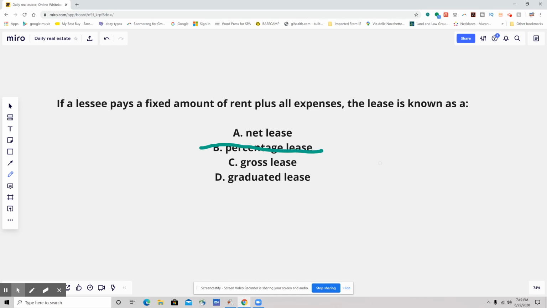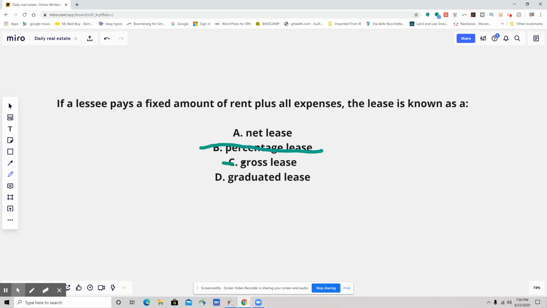And why is this something that's done? Well, I'll tell you, it's because the real estate property owner, it incentivizes them to bring clients in, to attract people, to put signage up, to keep things really well maintained, so that they have a stake in the sales that the lessee is going to have. So percentage lease is that.